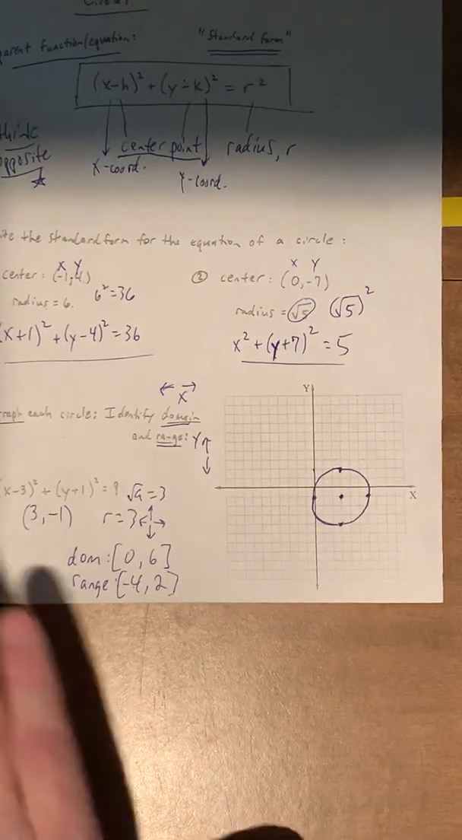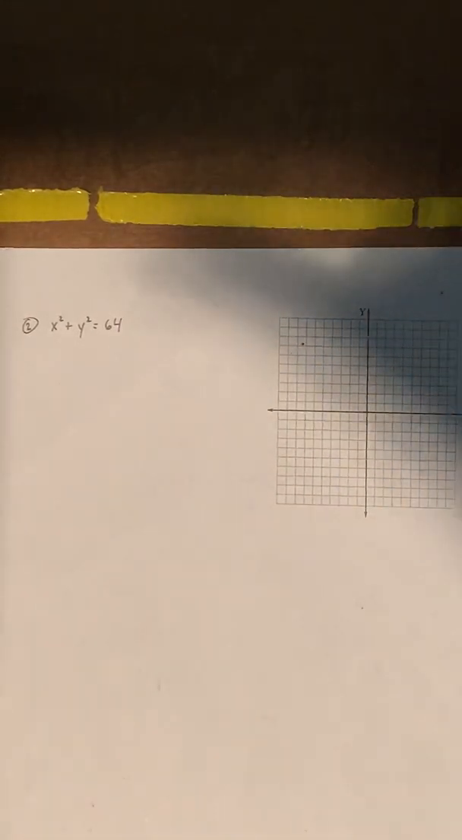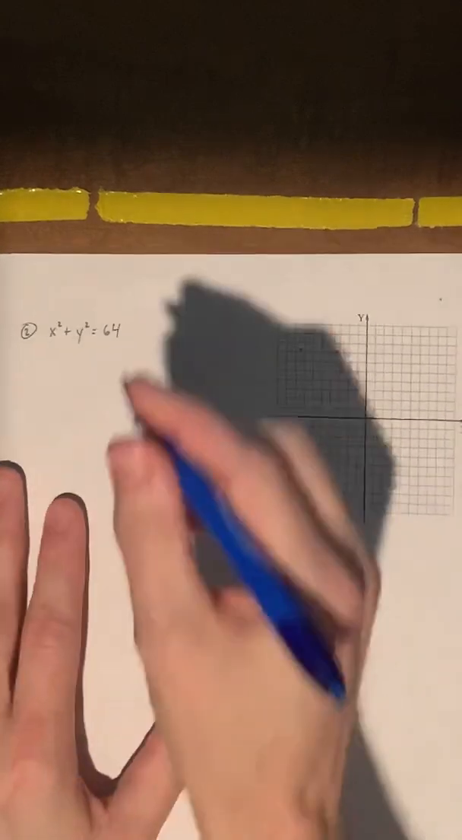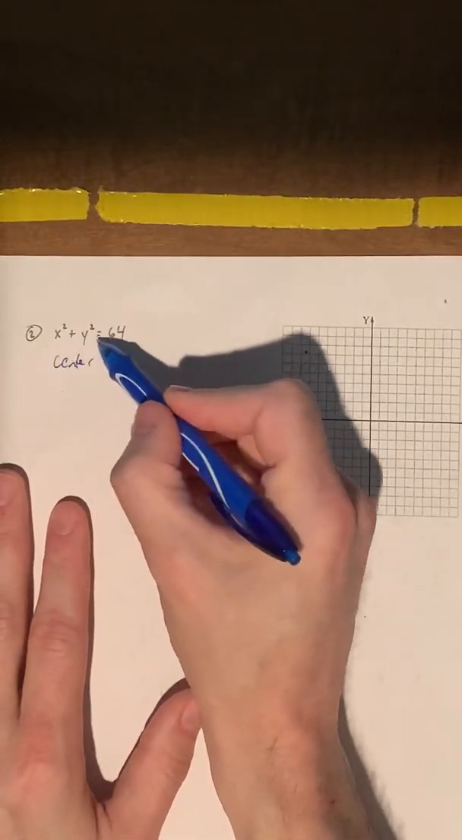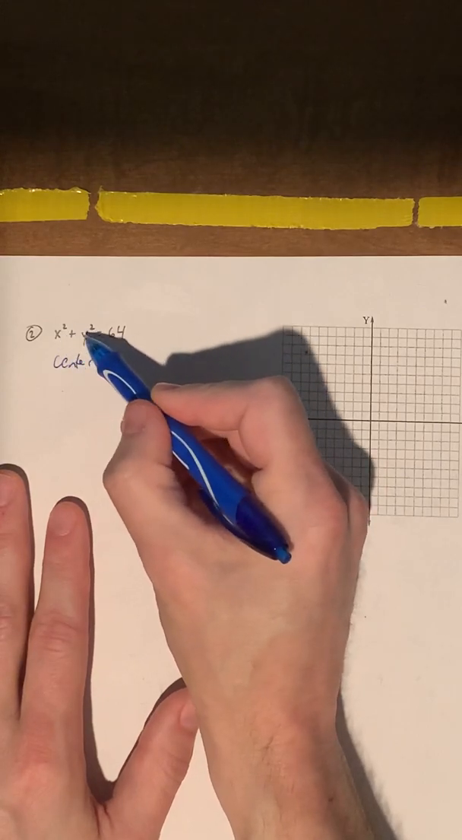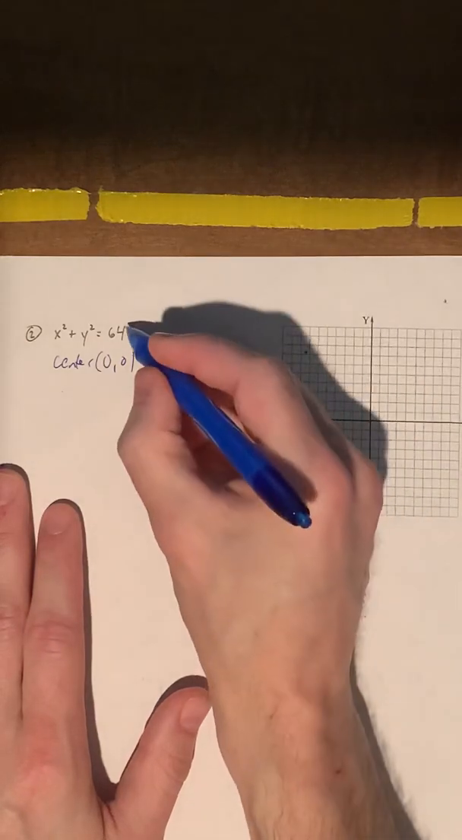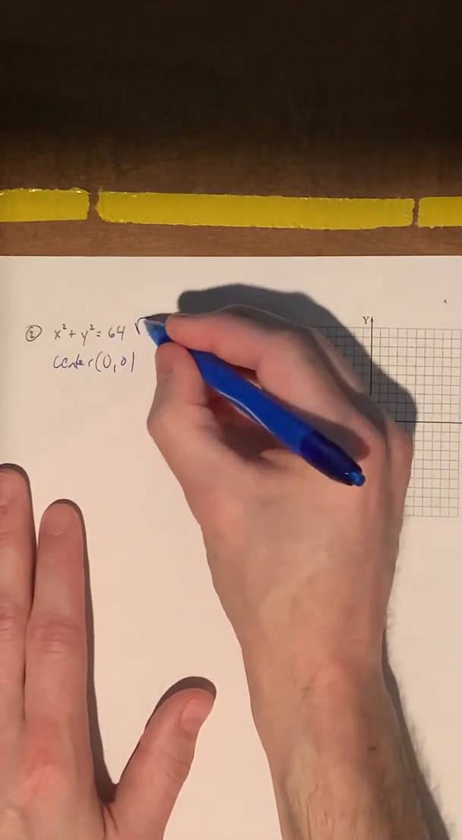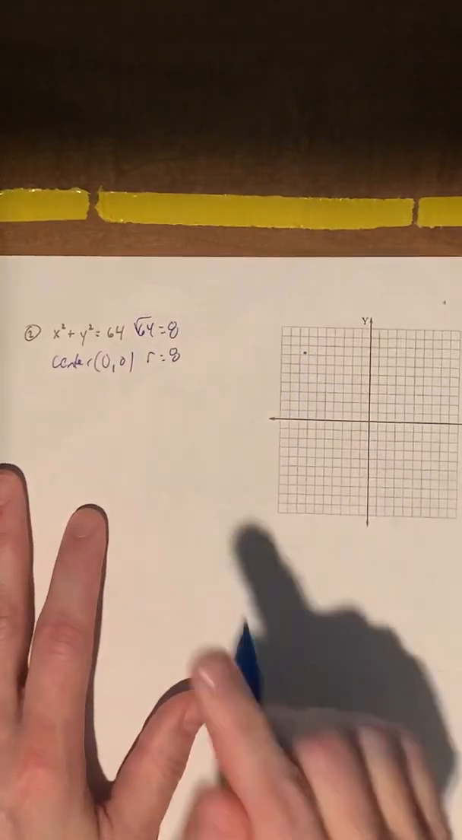Okay? Let's try one more in the back, number 2. All right, for this one, first of all, the center point. Remember, if there's no number, it's a 0. So a 0 here and a 0 for y. So 0, 0, the origin is your center point. And for the radius, you take the square root. So that's 8. So let's graph center at 0, 0, radius of 8.